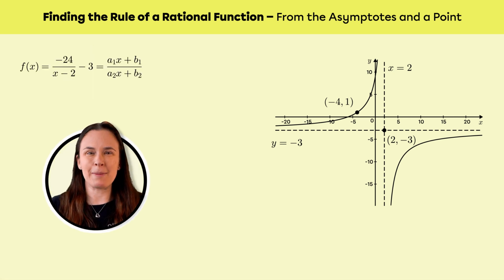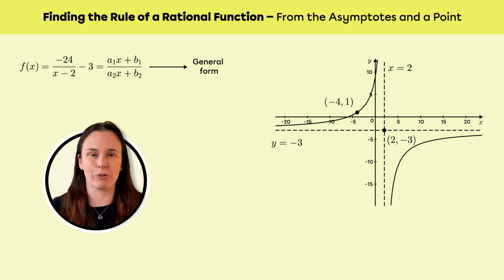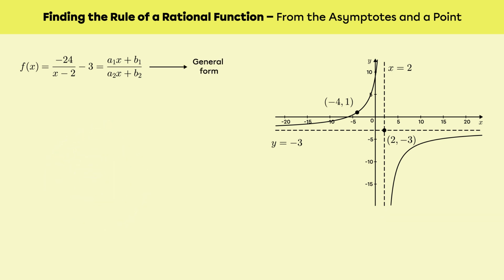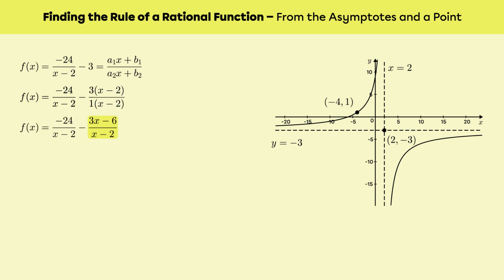But you may be asked to give your answer as a division of first-degree polynomials in general form. To convert to this form, subtract the number 3 from the fraction negative 24 over x minus 2. To be able to do this, write the number 3 as a fraction. Then put the two fractions over the same denominator. The common denominator will be that of the first fraction, which is x minus 2. So you have to multiply the numerator and denominator of the second fraction by x minus 2. This gives 3x minus 6 divided by x minus 2.